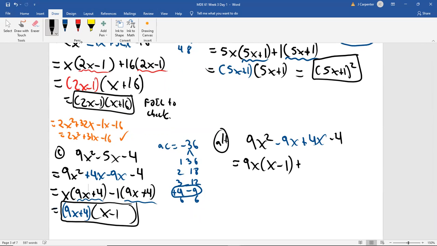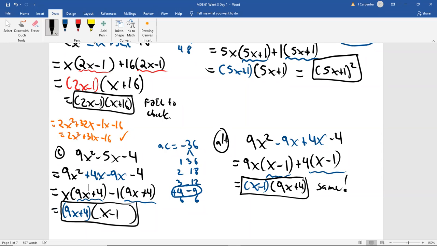That's a plus this time as well. 4x and 4, we can take out a 4. Open up your parentheses. 4x divided by 4 is x. -4 divided by 4 is a -1. Matching parentheses. So we can take out the x minus 1 as our GCF. What do we see left over? A 9x and a +4. The exact same answer. It's just the parentheses are in opposite order, which does not matter. 7 times 5 is the same thing as 5 times 7.